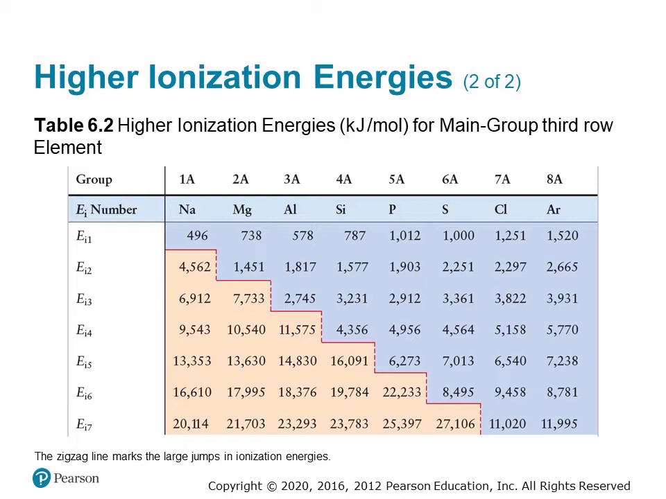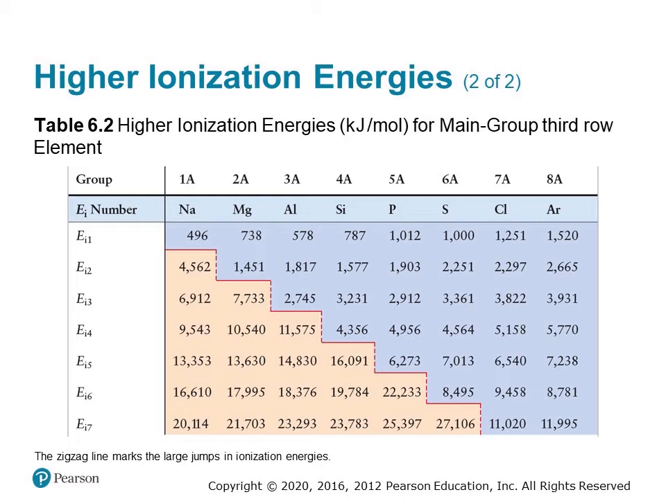For instance, with sodium, the large jump occurs between the first and second ionization energies because sodium has one valence electron. So the first electron is easy enough to remove, but since the second electron to be removed can't be a valence electron, it's much harder to remove, and a large jump in energy occurs.